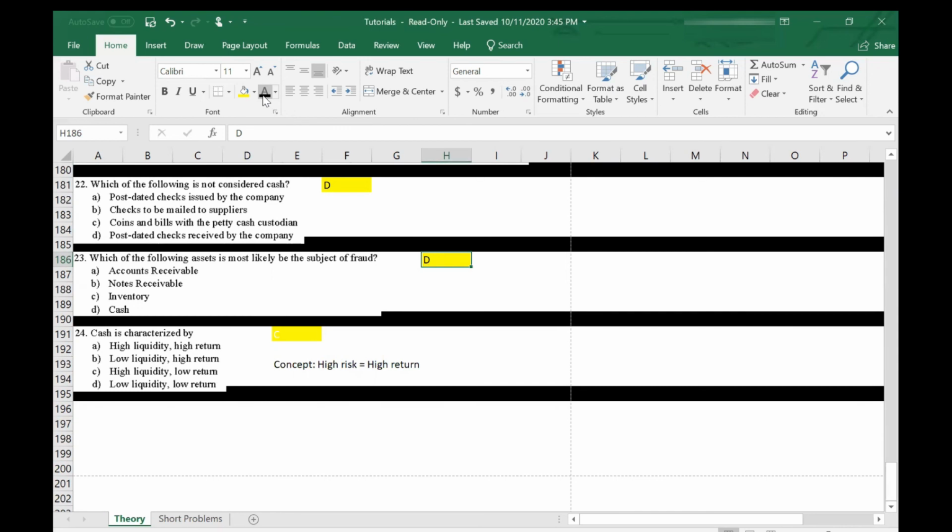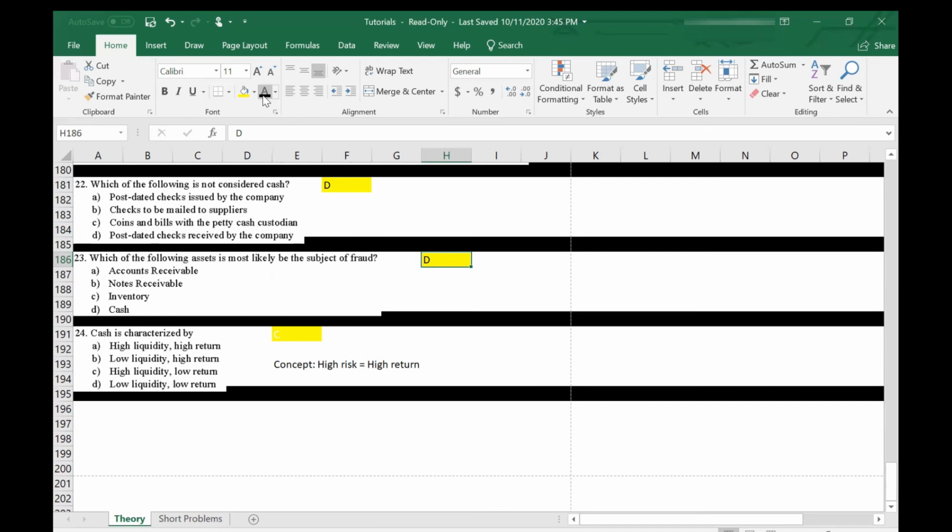Contrary to, for example, your PPE, it's not that liquid. Why? Because for you to be able to use that PPE, if you want to buy something, you have to sell it first and then pay cash using the proceeds. Although you can also use the PPE itself as payment. But in theory, cash is very liquid. You can easily use it whenever you need to use it.